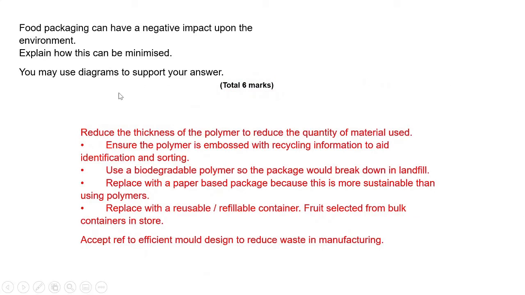Okay. So what you could do: reduce the thickness of the polymer to reduce the rate. So basically, rather than having really thick material like plastic, just having like half the size of it. Ensure that the polymer is embossed with the recycling information, so having the Mobius loop with a number in it so it can be resorted easier.